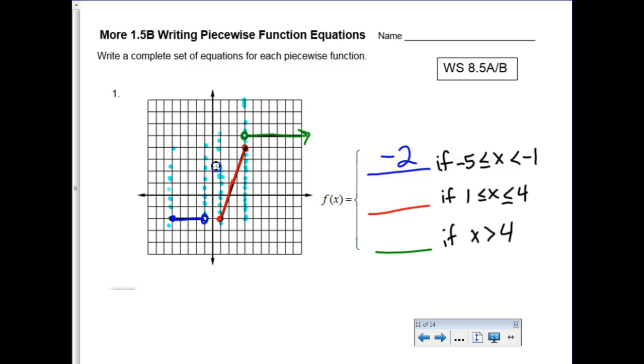I don't know if I counted right. Let's see, we're all saying different things. You guys can't count either. Let's see. 1, 2, 3, 4.